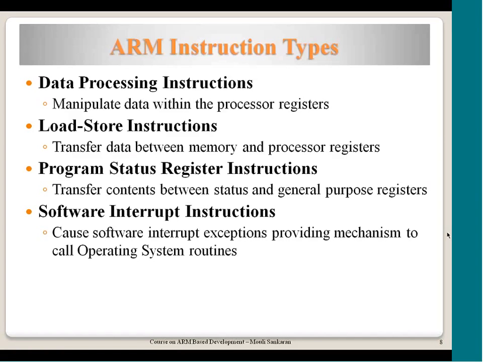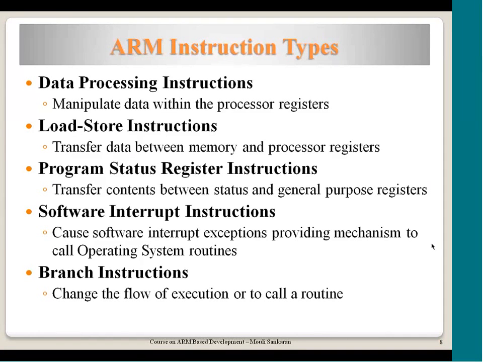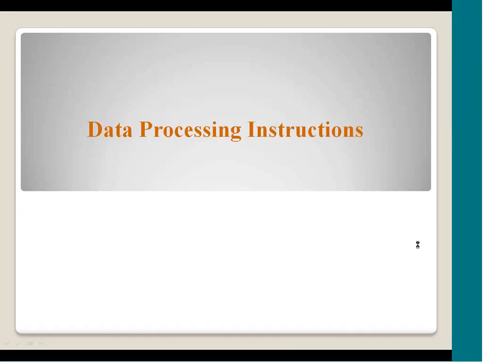And the software interrupt instruction, this is to call operating system routines from the user mode. So this will be going to supervisor mode, so there are some instructions for that. And branch instructions, of course, to change the flow of control. There are special instructions for them, and if you want to load constants into the registers, then there are some instructions for that too. We will go into the details of each of them in successive sessions. Now let us see what data processing instructions are.